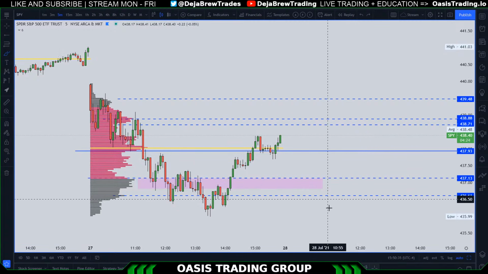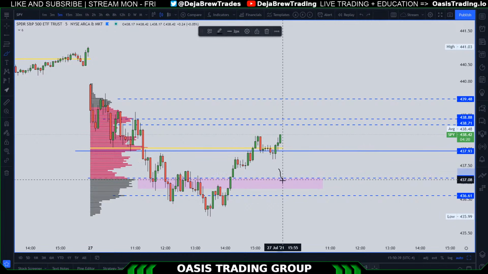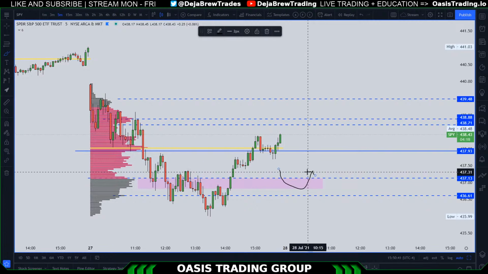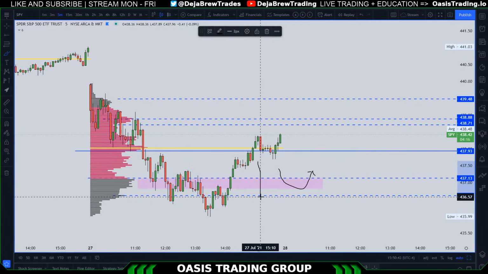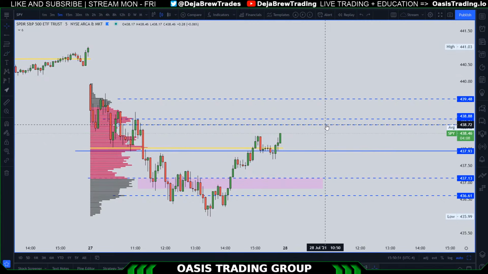Okay, so that's how you would play the low. If it came down to the low, that's how you'd play it: either a retrace or a wick. Okay? This is how you would play the high. Almost the same thing. Let me get rid of the initial balance. Actually, I'll go over one thing before I get rid of it.